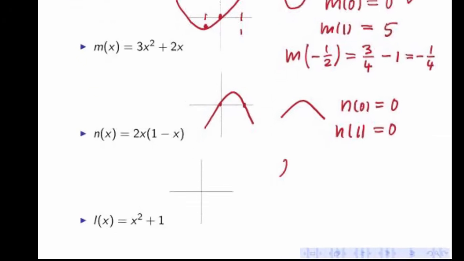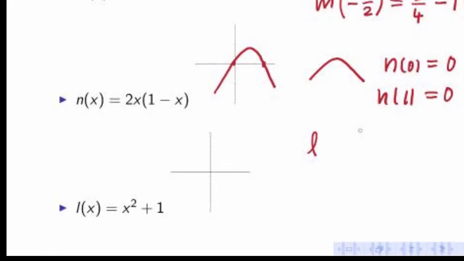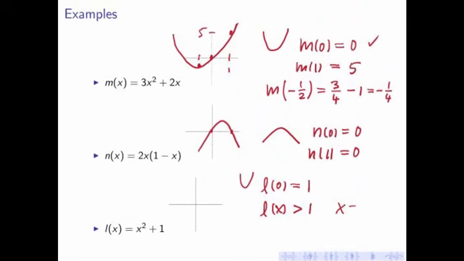Finally, the last function, l, is certainly concave up. And then if I sub in 0, I get 1. And if I sub in any other number, I get something bigger than 1 if x is non-zero, because the x squared is always positive, so I'm always adding something to 1. So this function has no zero, and it looks like this, where this minimum point is exactly where 1 is.